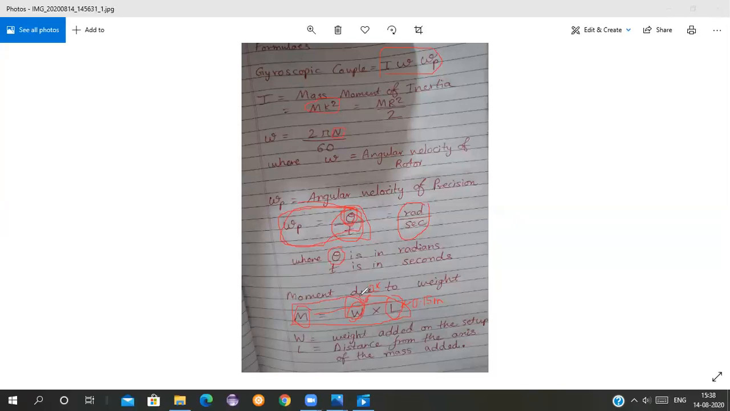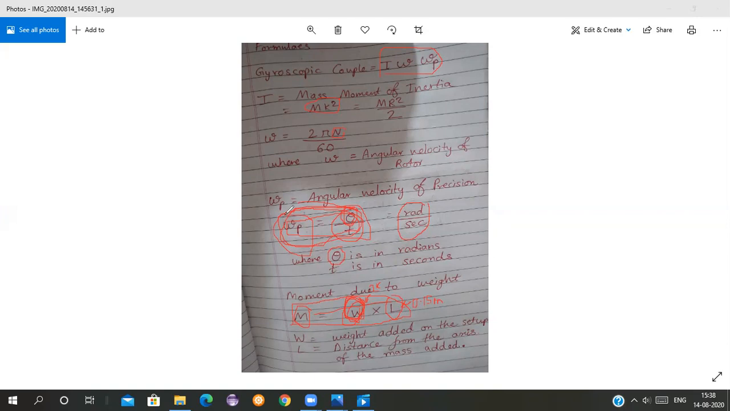So when you change the mass of the weight attached, which we are putting as W, you will find the change in your omega P, that is the angular velocity of precession. You will find that it is changing. Now it will move faster. When you put more weight, it will move faster, because the moment is more. So in the experiment, if we get time, we can see that.